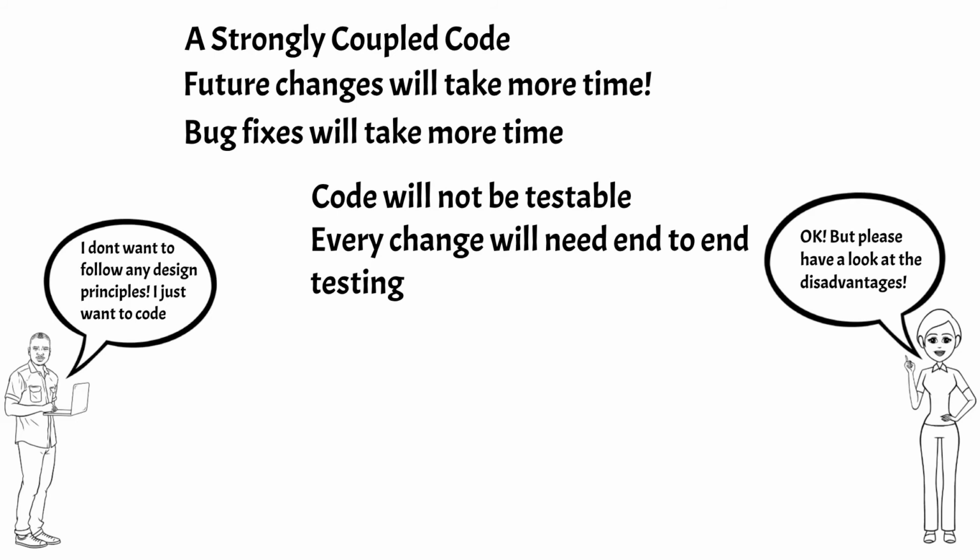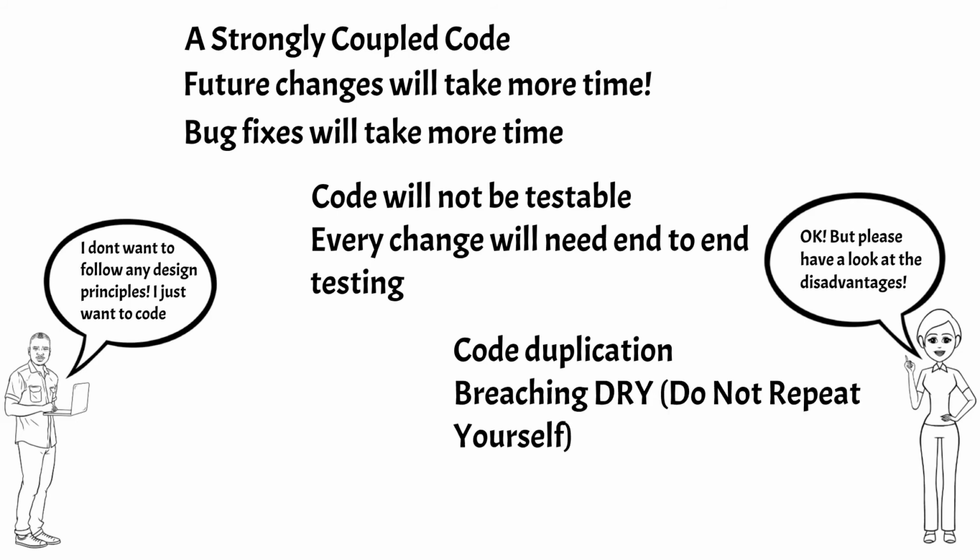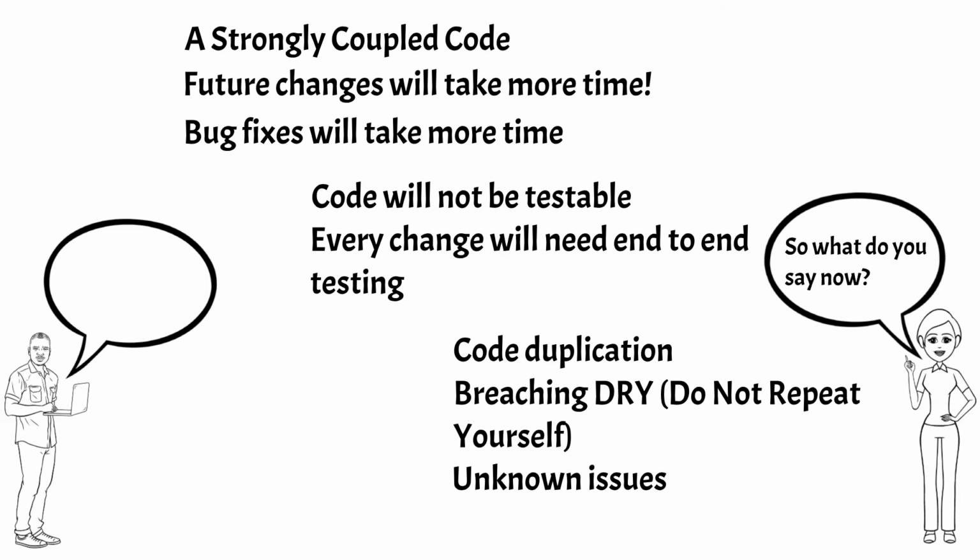And the third problem that we will come up with is that the code will have a lot of duplication, which is clearly a crime when it comes to programming. Forget about design principles for a moment. We are breaching the DRY principle, which is the do not repeat yourself principle. And in future, when you accumulate all these modifications and changes that you are making inside your application code, which is strongly coupled, this may lead to unknown issues in the application development cycle. So in order to avoid all these challenges or problems, we always need to follow the SOLID design principles. And if we follow SOLID design principles, then we could simply avoid all these problems in our application code.